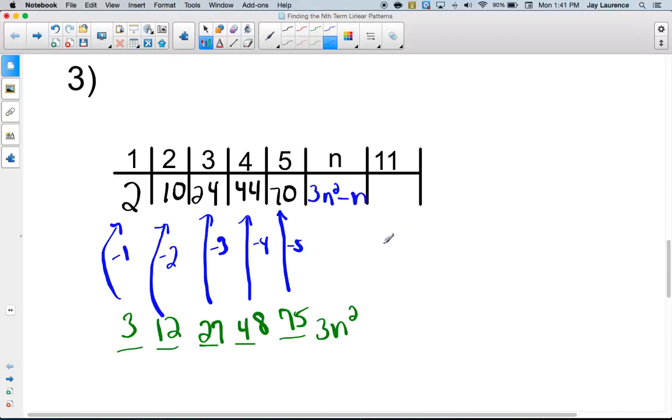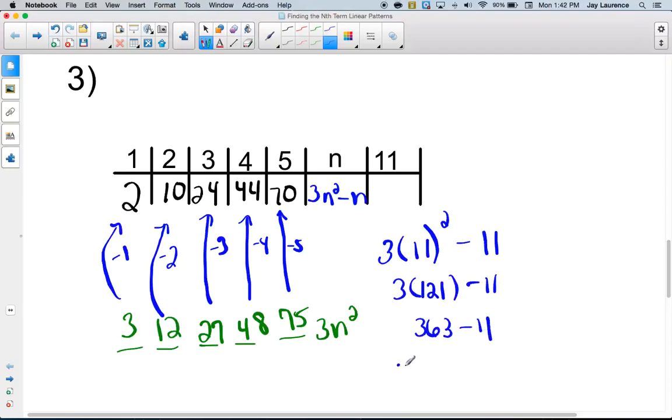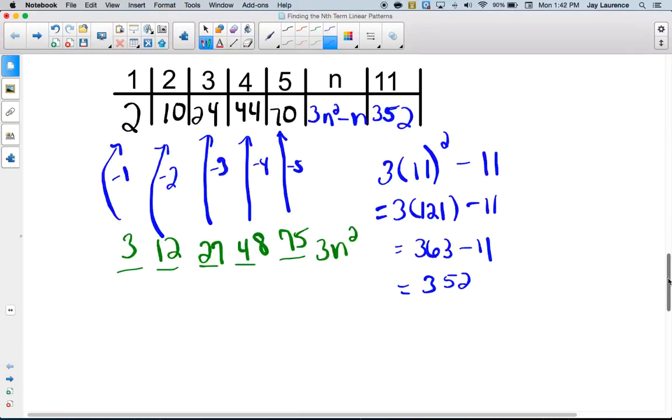Now, to do the 11th term, I'm going to go 3 times the quantity of 11 squared. And then I'm going to subtract 11. So that's going to be 3 times 121 minus 11. I believe that's going to be 363. Take away 11. And that should equal 352. And that will be the 11th term. 352. And there you go.